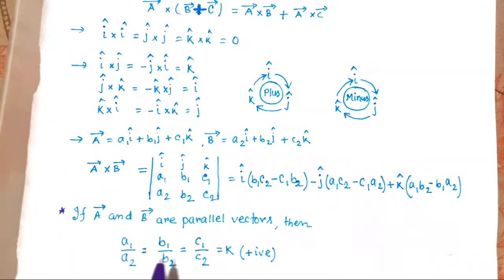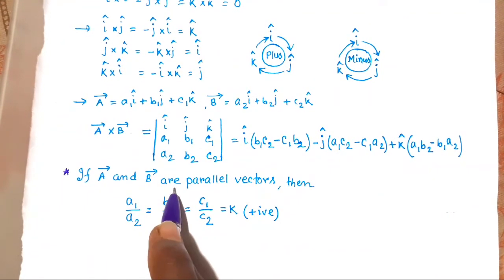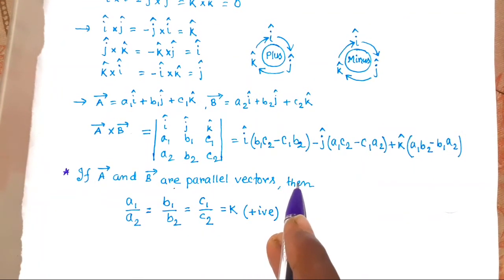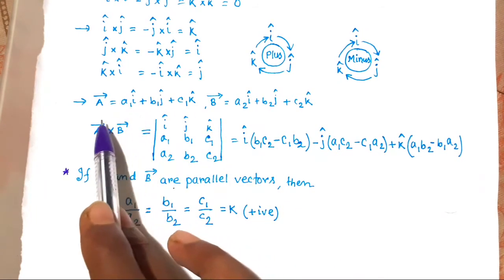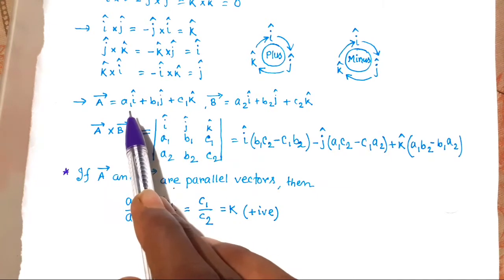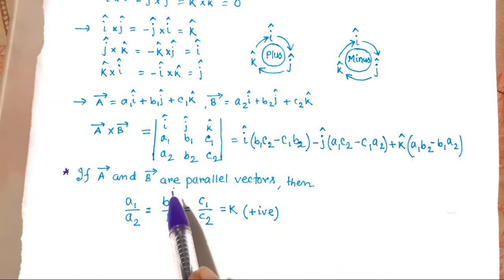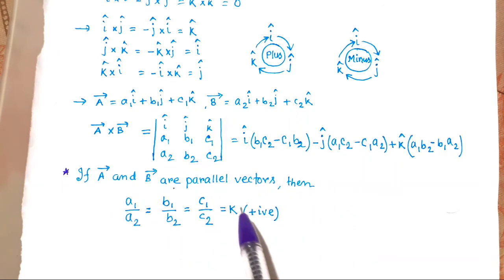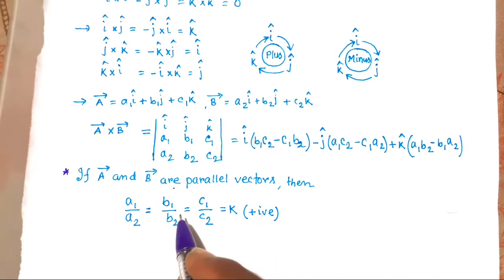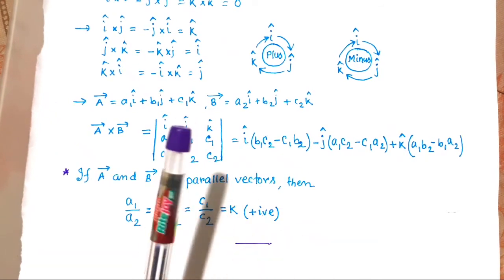Now if a vector and b vector are parallel vectors, a vector this, b vector this, then a1 by a2 equals b1 by b2 equals c1 by c2 equals k. This is a constant, and it is positive if they are parallel. If they are anti-parallel, then k will be negative. Okay, thank you.